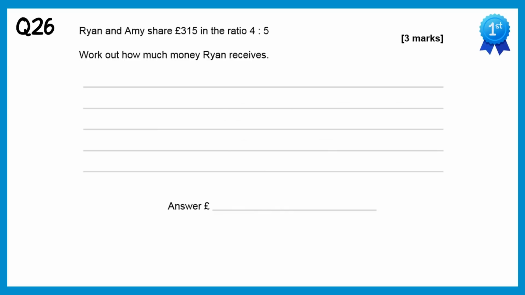For this question, I like to draw a table. So we'll start with Ryan and Amy, who share their money in the ratio 4 to 5. We can then draw the table, making space for a total column. The total amount of ratio parts is 9, since 4 add 5 is 9. We then look at the other numbers in the question.